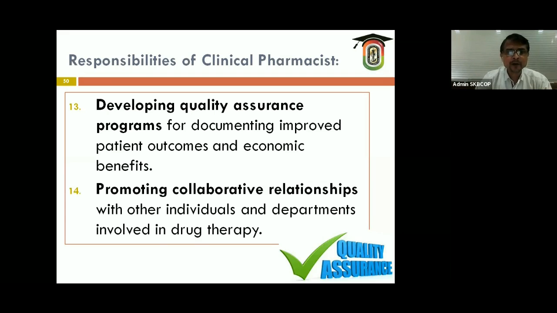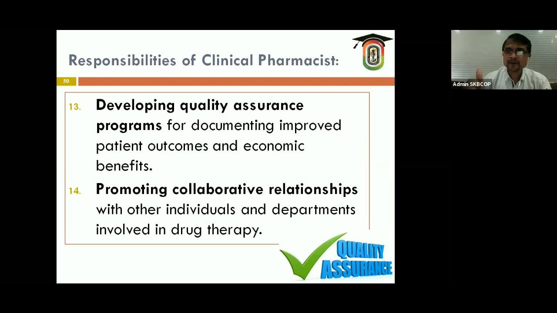Then next is promoting collaborative relationship with other individuals and departments involved in drug therapy. So the departmental people involved in drug therapy, say physicians, interns, nurses and other ward boys, should have a good collaboration or good relation, as we have seen right from hospital pharmacy. Unless there is a proper correlation and coordination among the healthcare professionals, the therapy would not be effective, right?